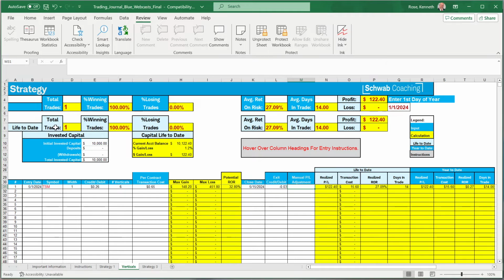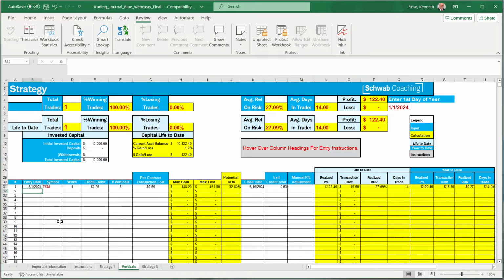The spreadsheet holds about 300 trades. So this spreadsheet could last you for more than a year. That's why we have year to date as well as lifetime of the spreadsheet. So right now we got 1 trade, which means we have 100% winning trades because that was a trade that was successful. In other words, had a profit, 0% losing trade. Let's try to balance things out a little bit. We'll do that with our long vertical.